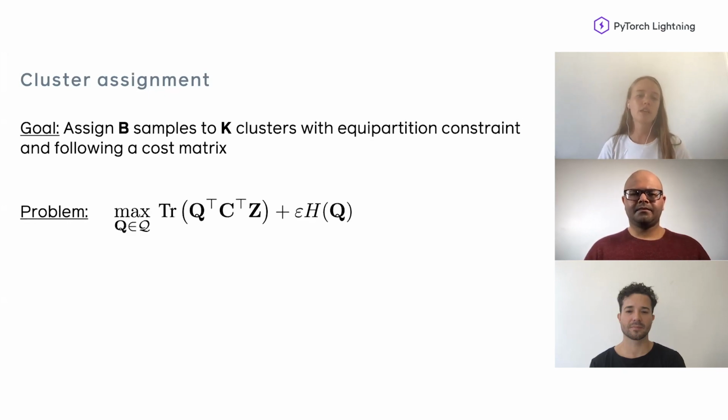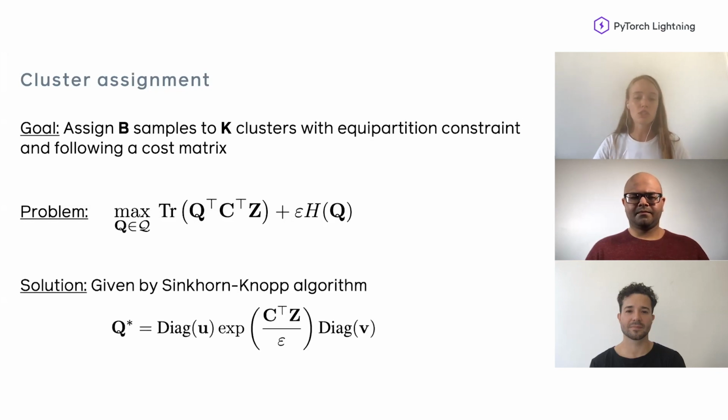So if we write it in math, we want to maximize this problem. And if you're familiar with optimal transport, you will find that this is exactly an instance of an optimal transport problem. And so there is an algorithm to solve this problem, which is the Sinkhorn-Knopp algorithm. The solution is given with this formula, and here U and V are normalization vectors that we can compute with a few normalization matrices. So it's very quick to compute on GPUs.